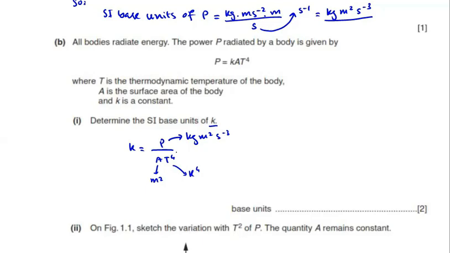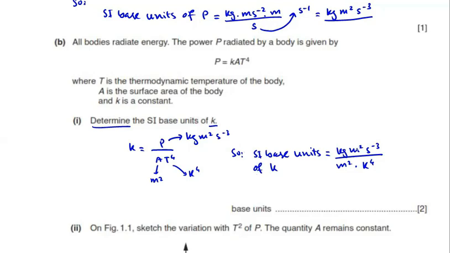So we can simply replace these quantities by their SI base units to determine the SI base units of K. So the SI base units of K are equal to SI base units of power, kilogram meter squared per second cubed, over SI base unit of area, meter squared, times SI base unit of T to the 4, which is K to the 4.